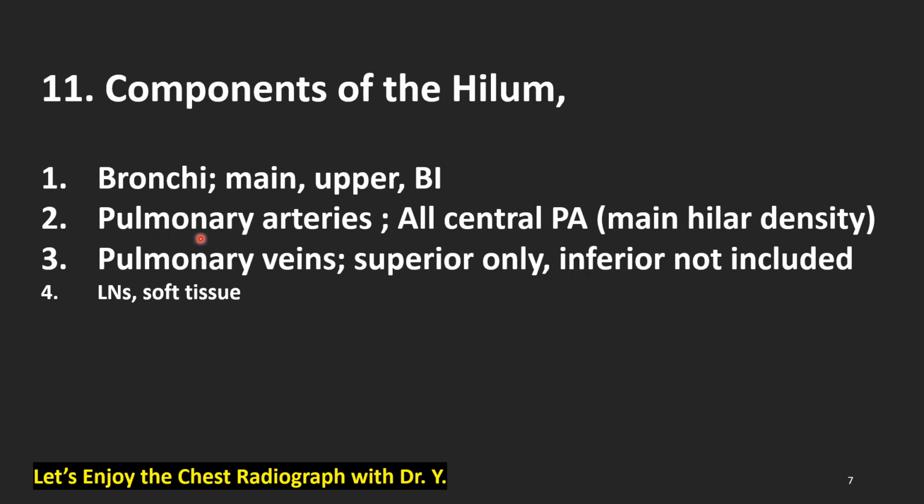And second, the pulmonary arteries. All central pulmonary arteries are included here, so they compose the main density of the hilum. And also they are filled with blood. That makes the hilar density dense. And third, pulmonary veins. Superior pulmonary vein only. Inferior pulmonary veins are not included in the hilum. So their contribution in the pulmonary hilar density is less than pulmonary arteries and lymph nodes and soft tissue, etc.